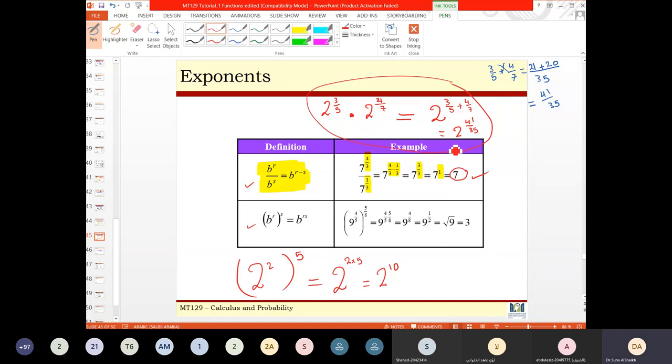Is it clear? Say I have 2 to the power 3/5 divided by 2 to the power 4/7. It will be a subtraction now. It will be 2 to the power 3/5 minus 4/7. And we subtract them using the subtraction of fractions. You must know how to subtract fractions, by the way. This is the power of a power rule, and they are giving you an example. You have 9 to the power 4/5, all to the power 5/8.